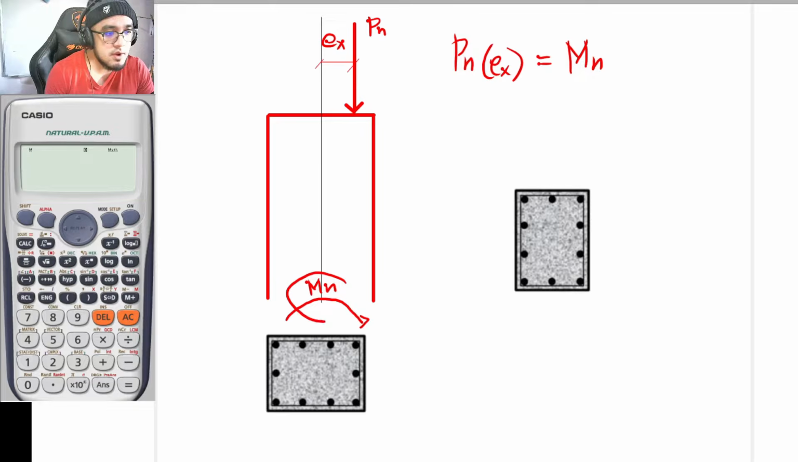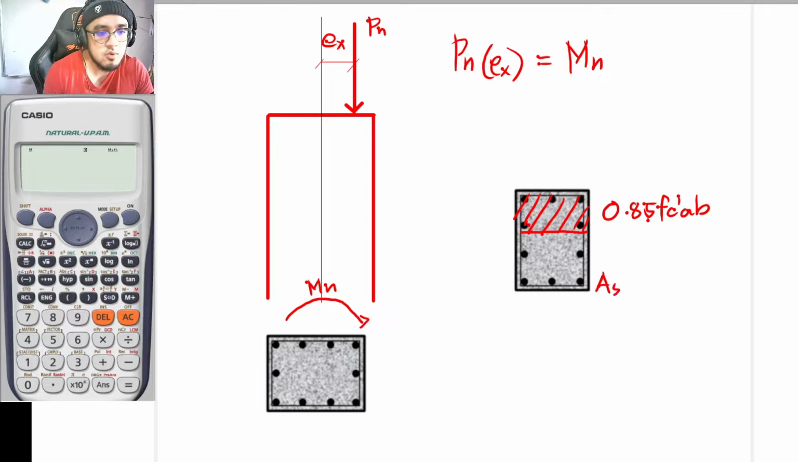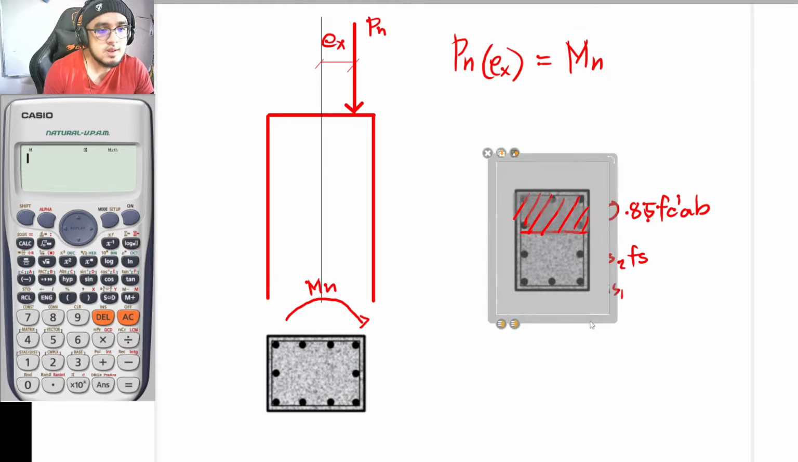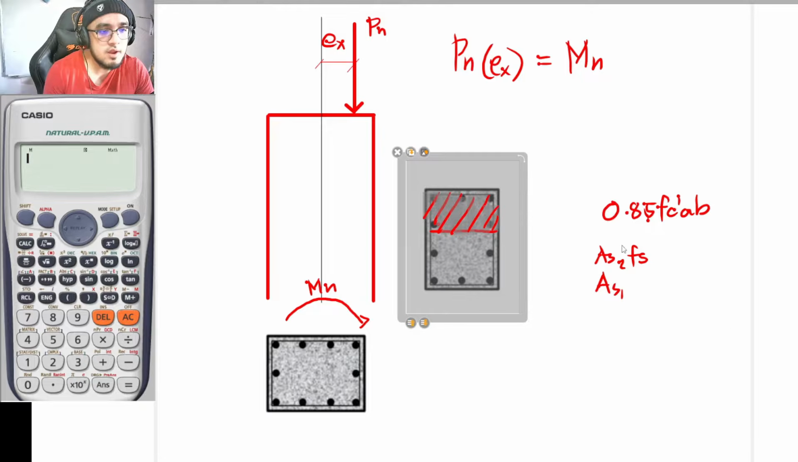Whereas, let's say if this is to be your moment, it means that this part here is to be under compression. So let's say that this is now to be your compressive concrete. So with that, that is now to be equal to 0.85 f'c ab. And as for this, let's say that this is to be your As1. Let's say that this is to be your As2. So that should be multiplied with fs1. So by the way, guys, I would just be drawing its stress diagram for it to be more presentable.